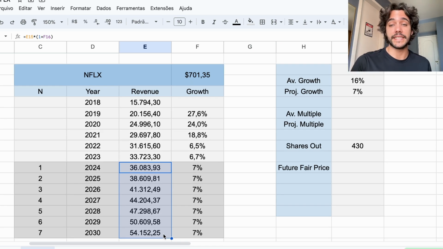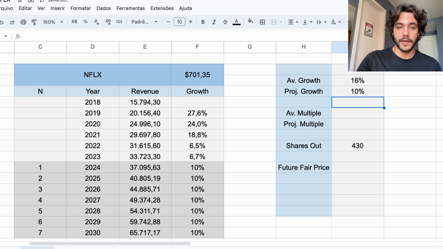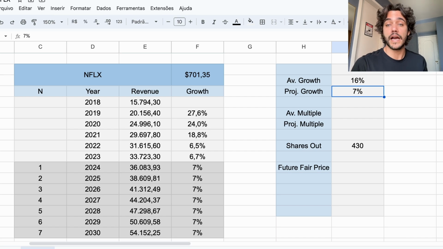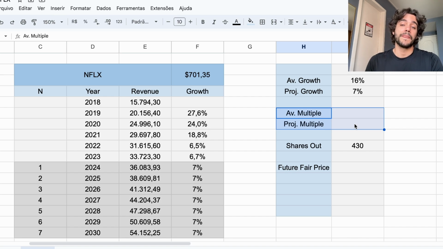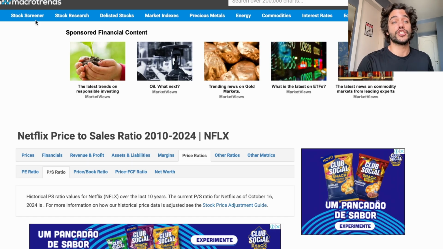So now if we type here, for example, 10%, everything changes. So everything is working. But let's come back to 7%. Now we are in the multiple part. We need to find the historical average for Netflix's price to sales multiple, and we can find this information on this website, Macrotrends. It's a free website and I will leave its link in the description below.